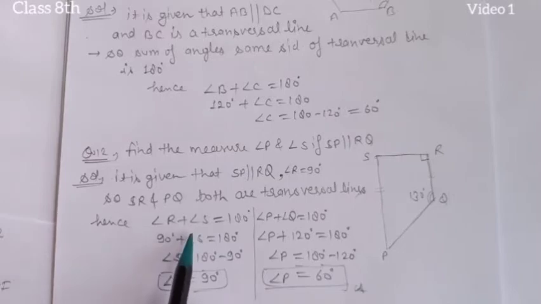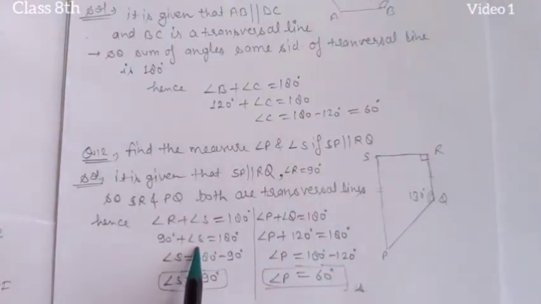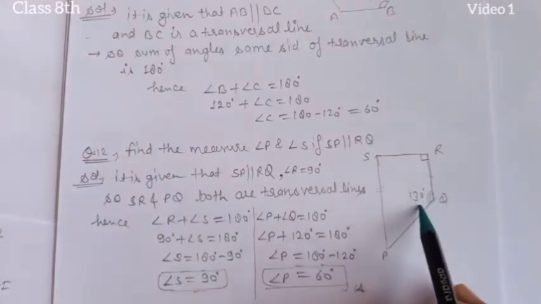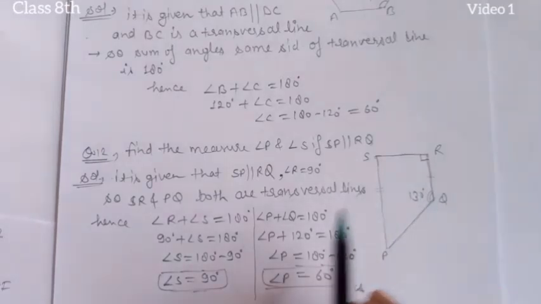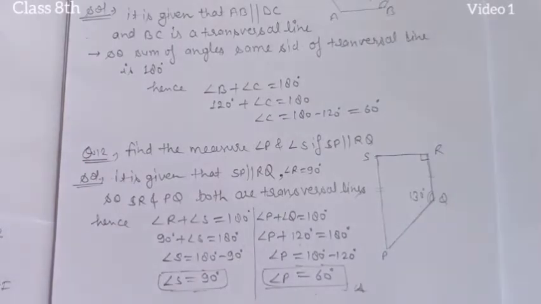Angle R plus S equals 180, angle R is 90, so 90 plus angle S is equal to 180. So angle S equals 180 minus 90, that is 90 degrees. We obtain angle S as 90 degrees here. In a similar way, in P and Q the sum of the two is 180. Angle P plus 130, the value of angle Q, equals 180. So 180 minus 130, we obtain the value 50 degrees.